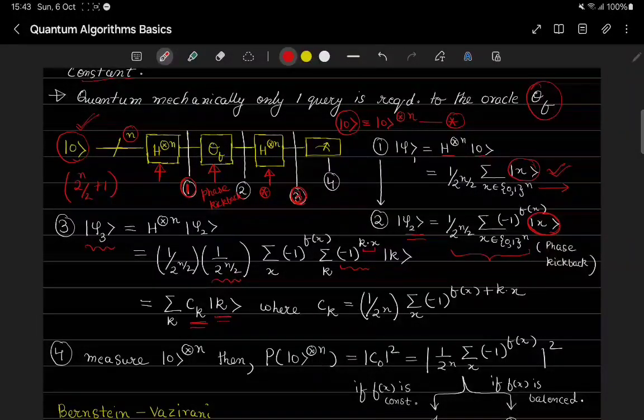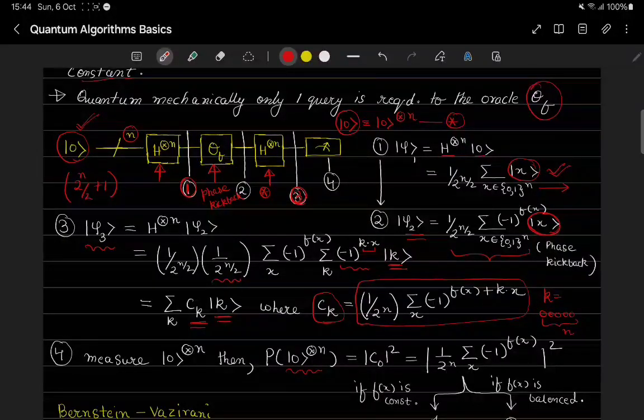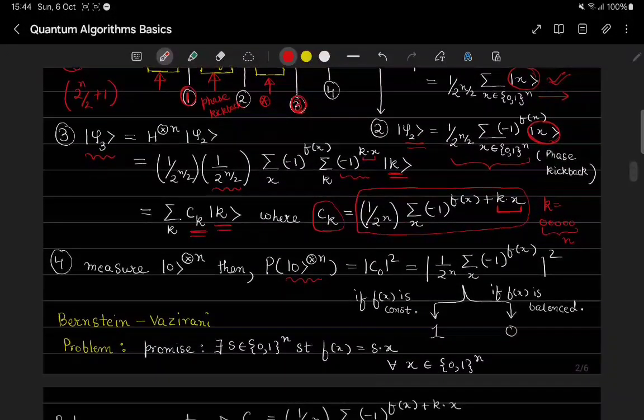So with this we have almost understood the output state of the algorithm, which is of the form summation over k of c_k times |k>. So I am taking this as k, and c_k is this particular coefficient here. Now we know that we have to measure it on 0. So what is the probability of getting the 0 state? The probability is obtained by simply putting k equal to the 0 bit string, n times, and then this term drops out, and then you take the mod square.